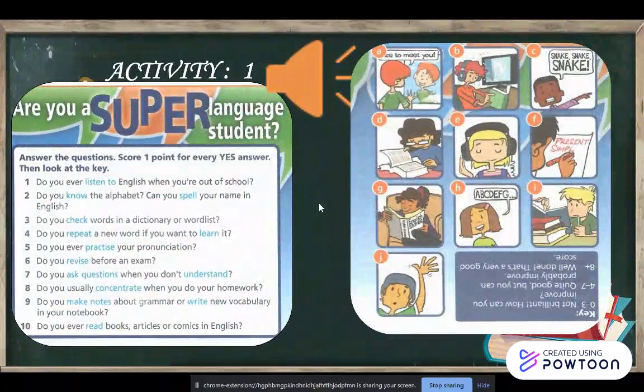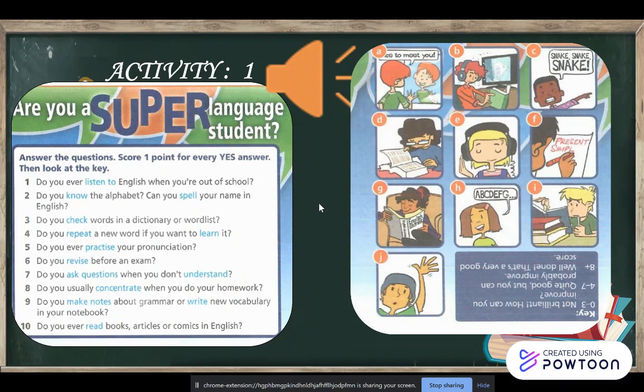For this first activity, you are going to give your own answer, whether you are a super language student. That means, are you able to learn new languages quickly, or are you super brilliant, or are you just okay? We will be answering this questionnaire on your own.